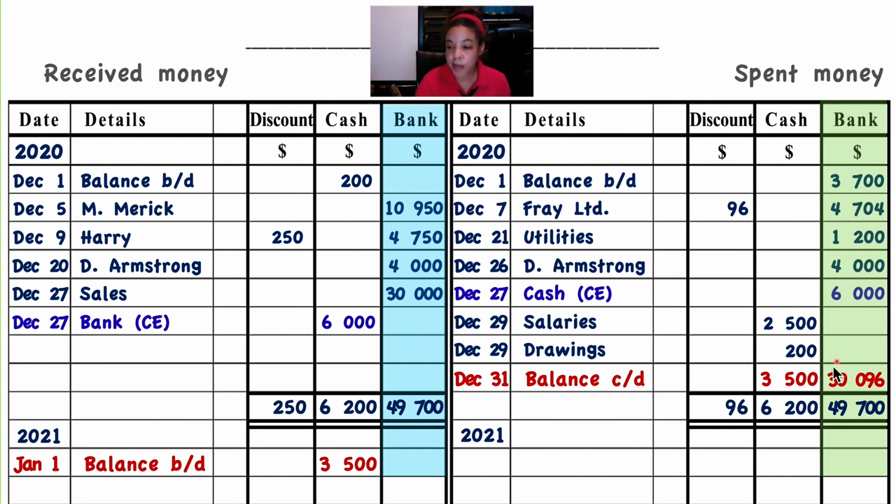So your balance, 30,096, we go on the debit side because it's on the credit side, and you bring down your bank account balance, which is $30,096. And you can use the same line. And this is your answer, complete answer for your 3-column cash book, with your discounts allowed, discounts received, cash and bank accounts represented. And then we just went through the balance.